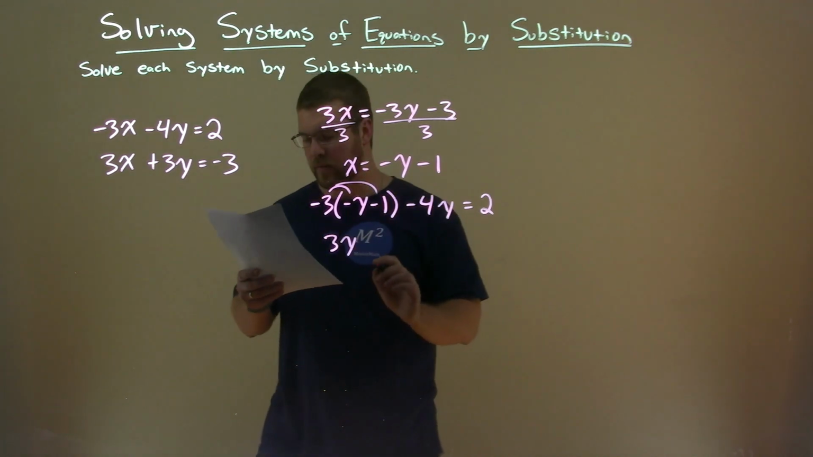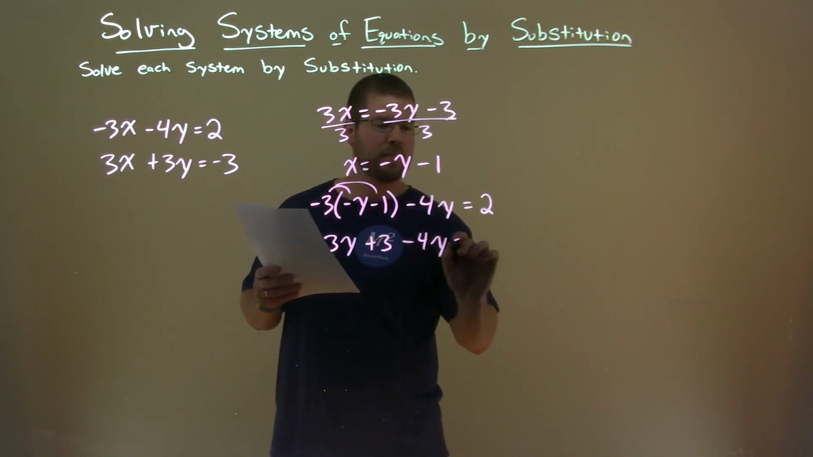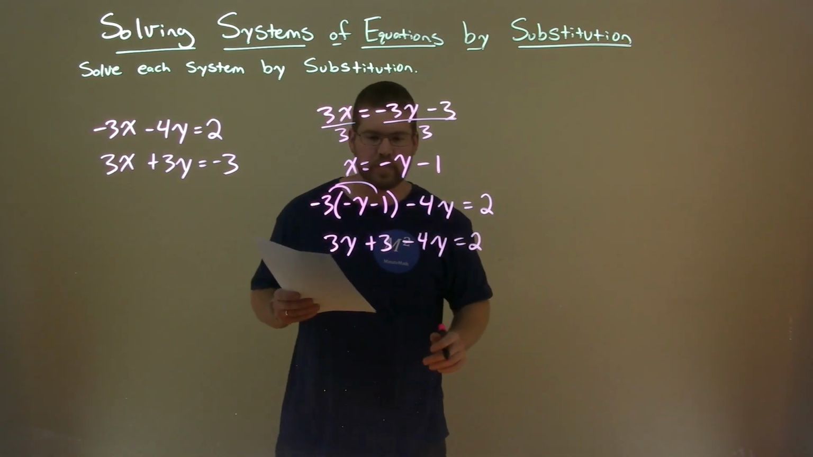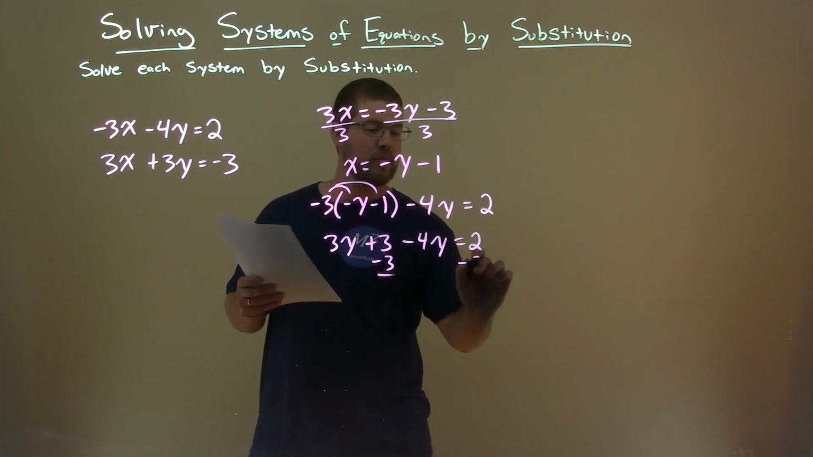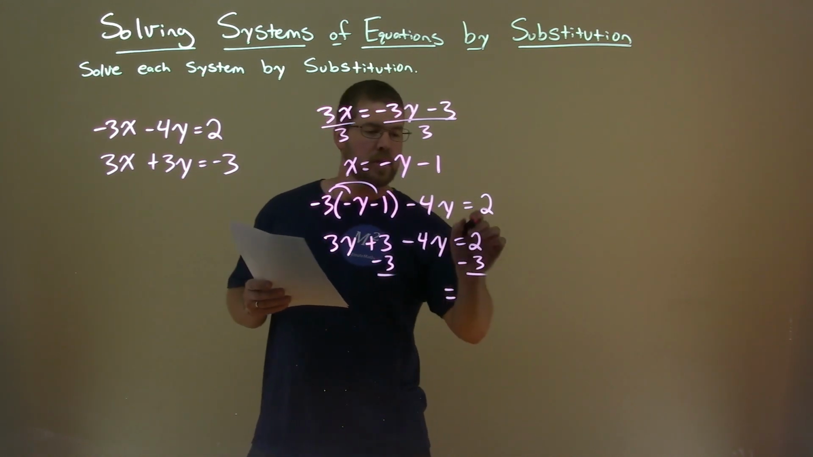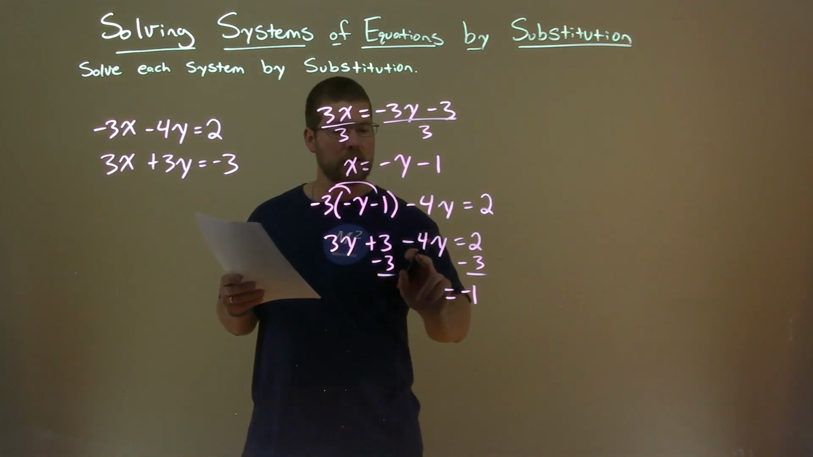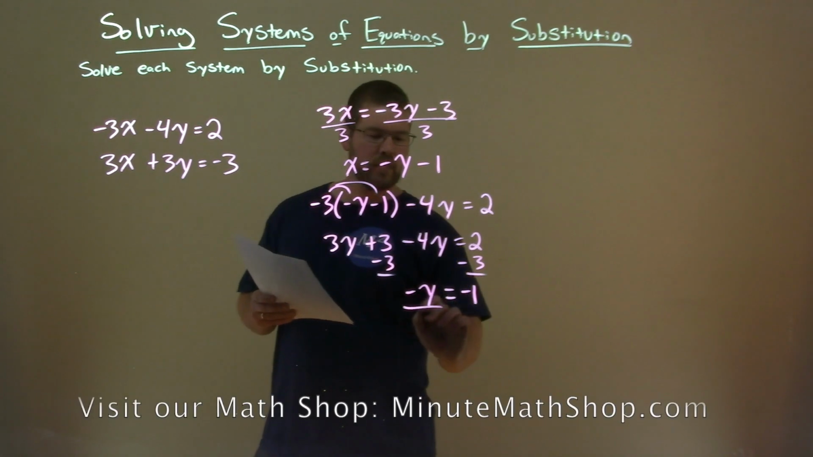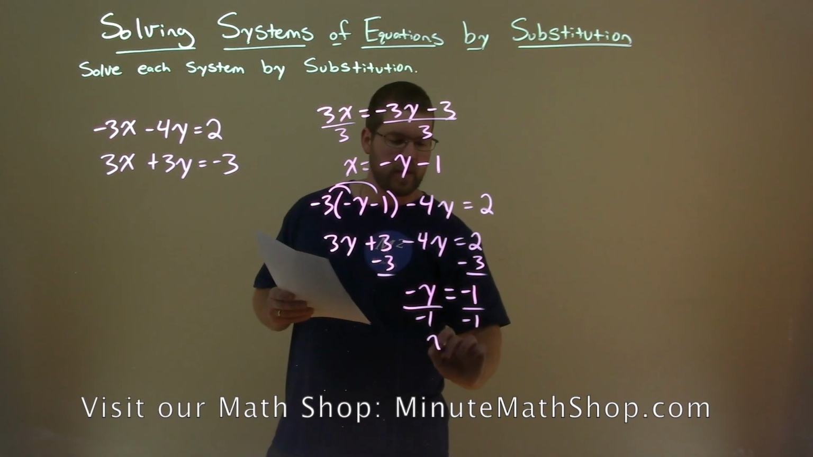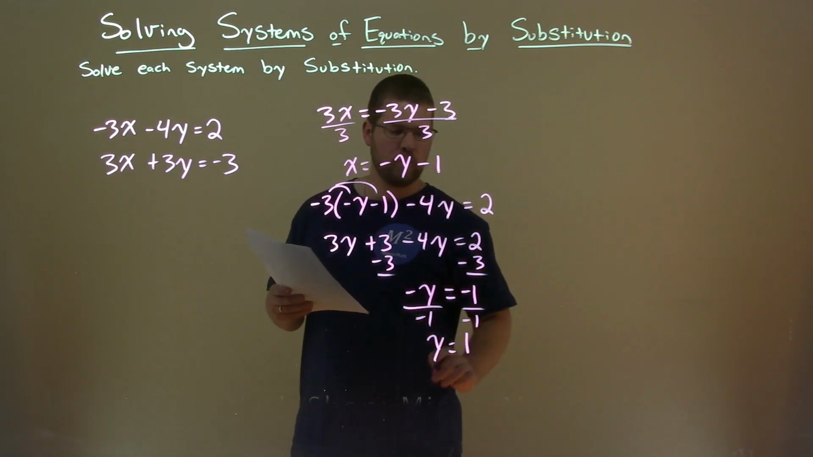Minus 3 times a minus 1 is a positive 3. And then minus 4y equals 2. From there, we subtract a 3 to both sides. Let's get our like terms together. 2 minus 3 here is a negative 1. And 3y minus 4y is a negative y, or negative 1y. Divide both sides by negative 1, and y equals negative 1 divided by negative 1, which is a positive 1.